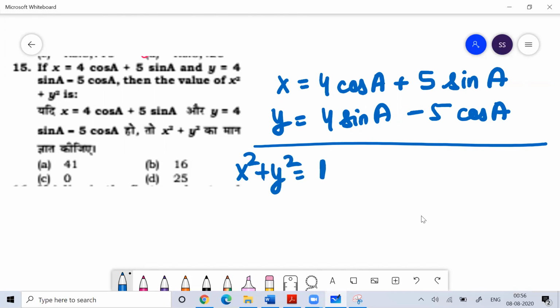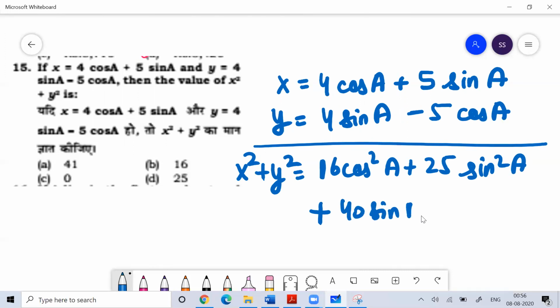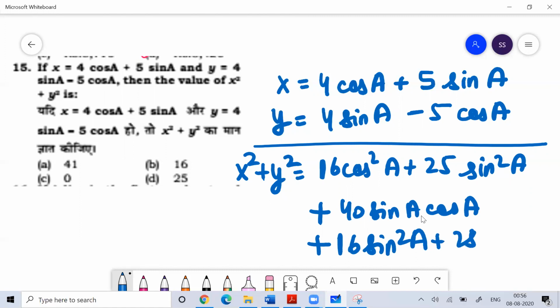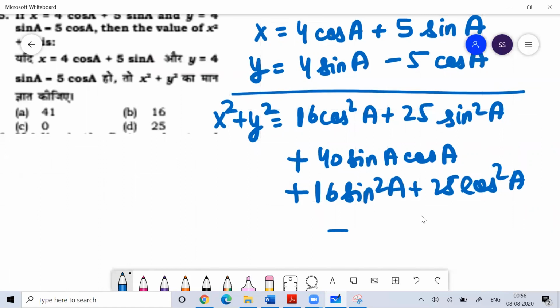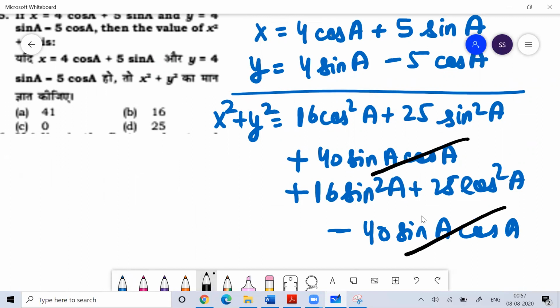So squaring, you get 16 cos square A plus 25 sine square A. This is A square plus B square plus 2AB, so this is 40 sine A cos A, plus 16 sine square A plus 25 cos square A. Then A square plus B square minus 40 sine A cos A. So the 40 sine A cos A gets cancelled.